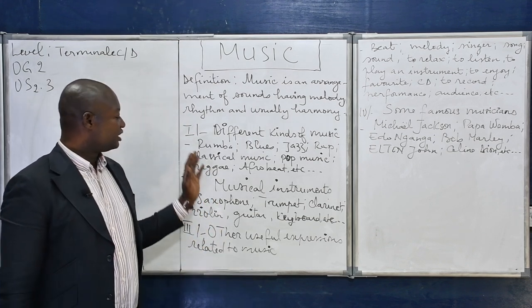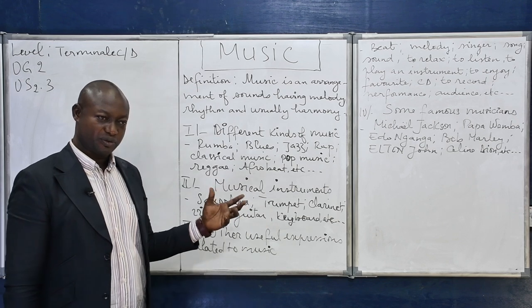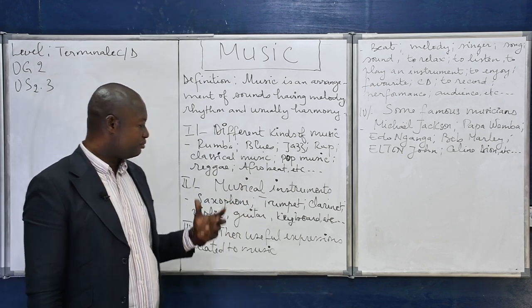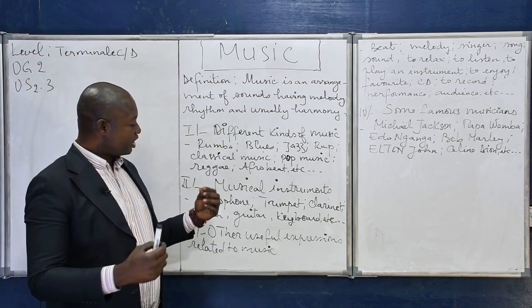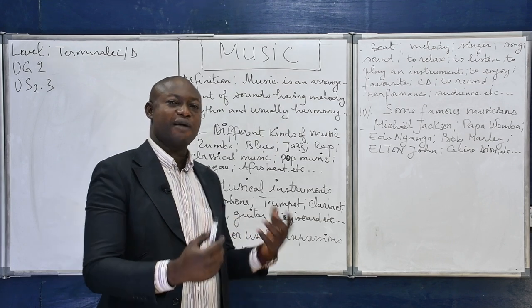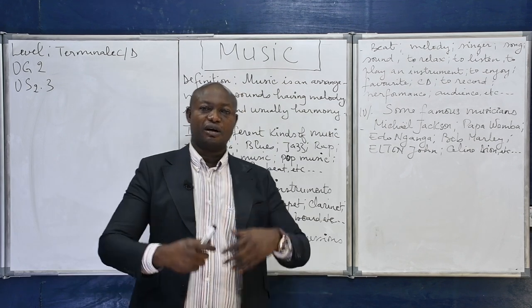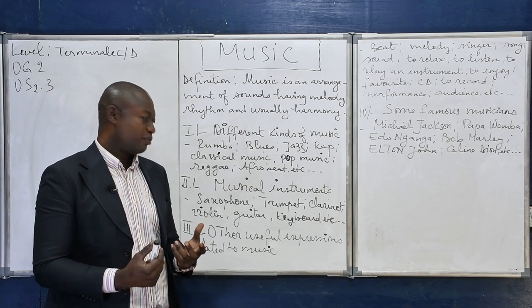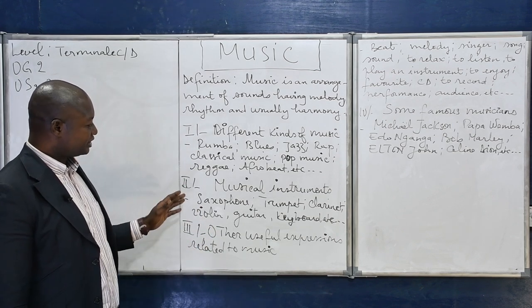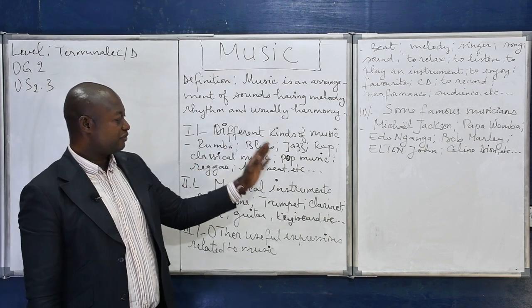They are called traditional music. Traditional music is different from classical music because when you are producing this kind of music, you need some modern musical instruments. The first part, as I said, is about the different kinds of music.